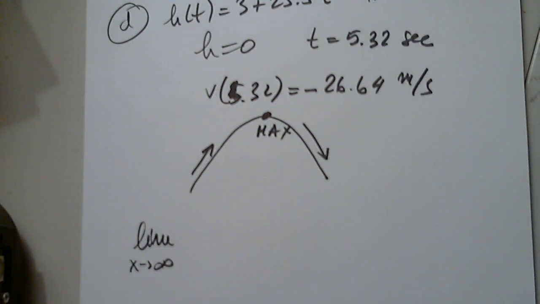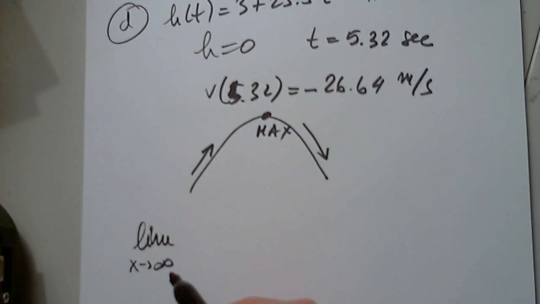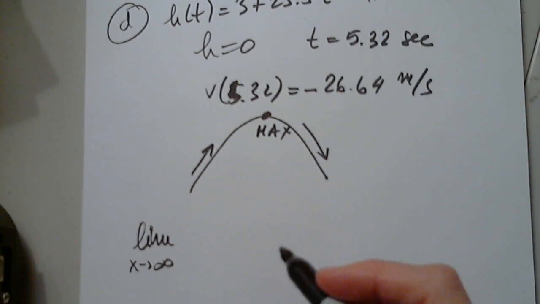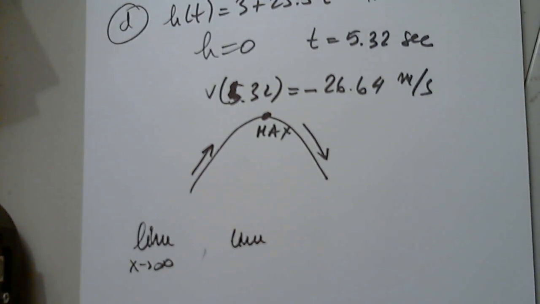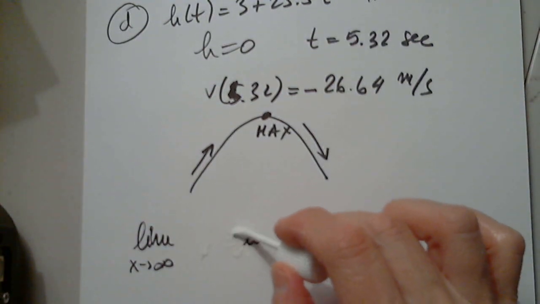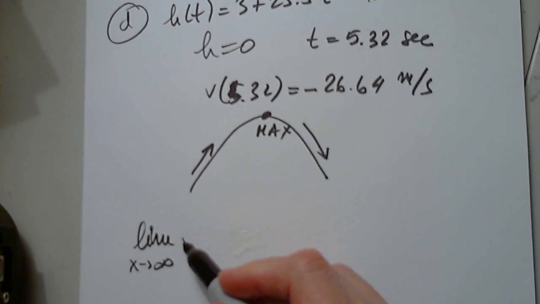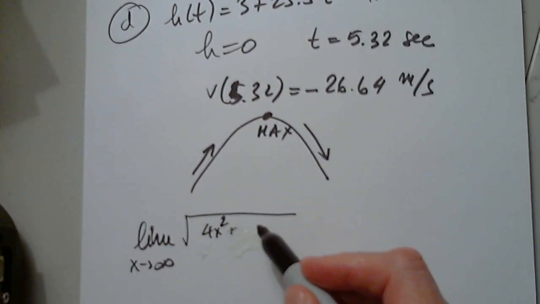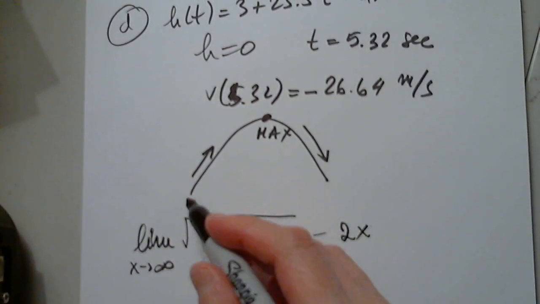Anything? So it's from 2-6. And it's find the limit. The limit as x approaches 0. Or sorry, x approaches infinity. Okay. What is it? The square root of 4x squared plus x, and then minus 2x.